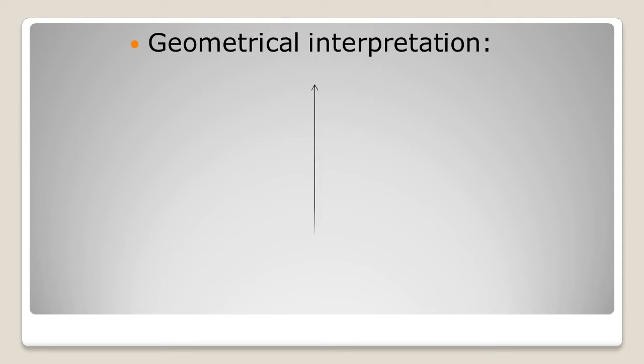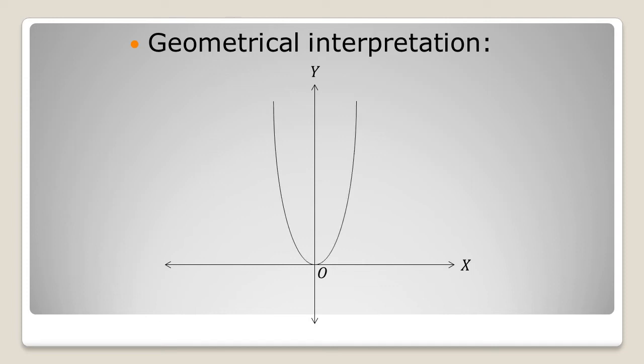A geometrical interpretation can be given like this. Consider the function f(x) = x², whose graph looks like a parabola. In this way it passes through the origin. Now we are considering two values of x, minus 1 and plus 1, for which the values of y are the same, that is plus 1. Also you can see that minus 2 and plus 2 have the same image, that is 4. It shows that the function is not 1-1, it is a many-one function.